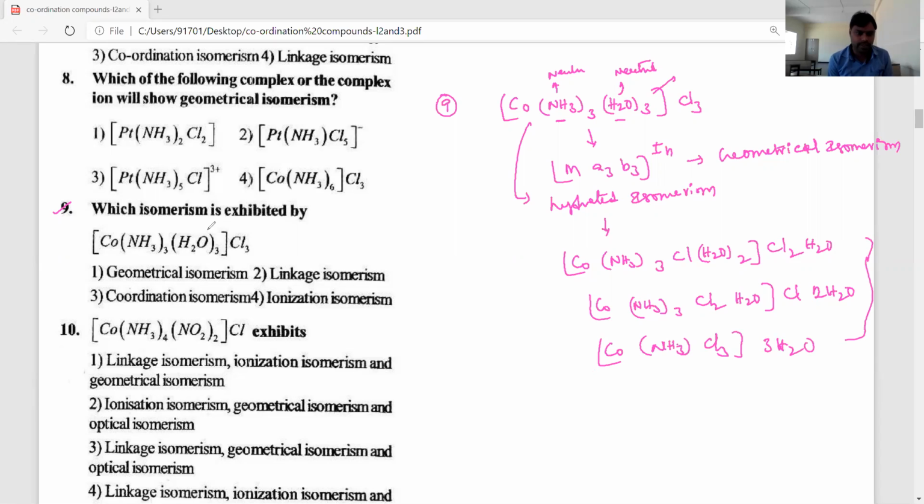But the hydrated isomerism option is not present. Linkage isomerism is not possible. Ionization is not possible. And coordination isomerism is not possible. It shows geometrical isomerism as well as hydrated isomerism. Okay, students, what are the two geometrical isomers? Let's see. The metal cobalt is the central atom. Its coordination number is 6.